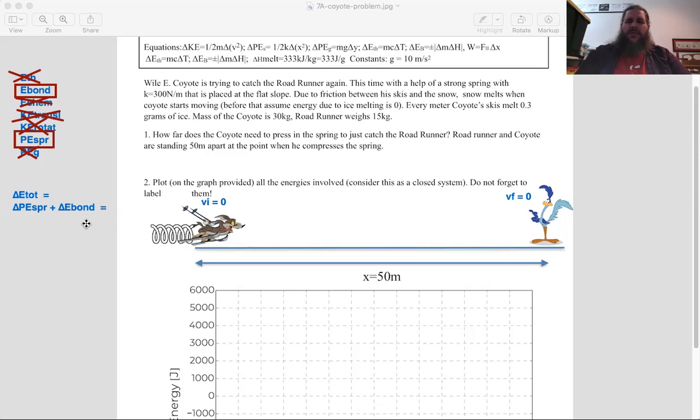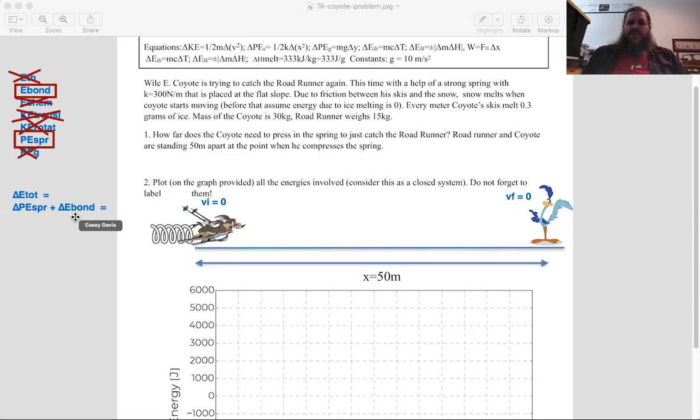The important thing about whether it's an open or closed system is whether we're including all the types of energy that are influencing each other. Spring potential energy is changing because there's a spring being stretched or compressed. Bond energy is changing because the snow is melting. Those are the only things interacting. The Coyote is losing energy due to friction, but that energy is transferring to melting the snow, and we're including that in our equation as delta E bond. So because we're including what the energy is being transferred to, this does count as a closed system.